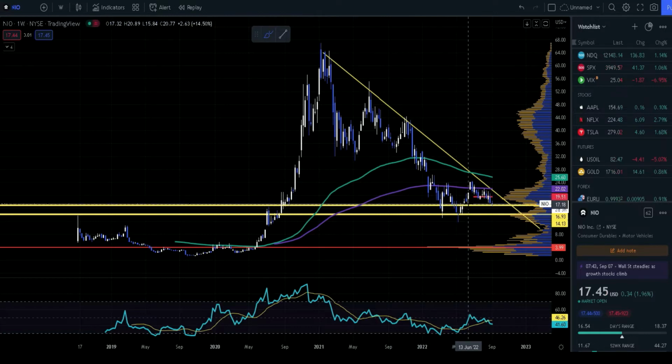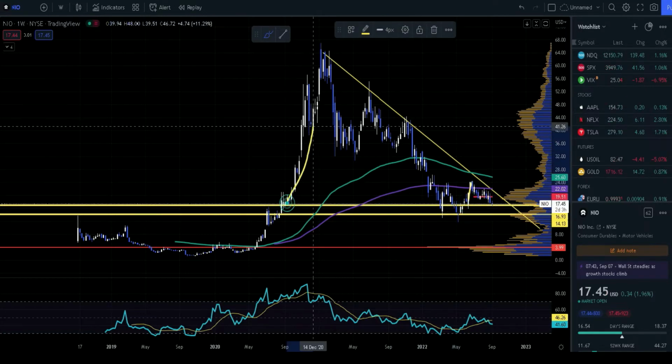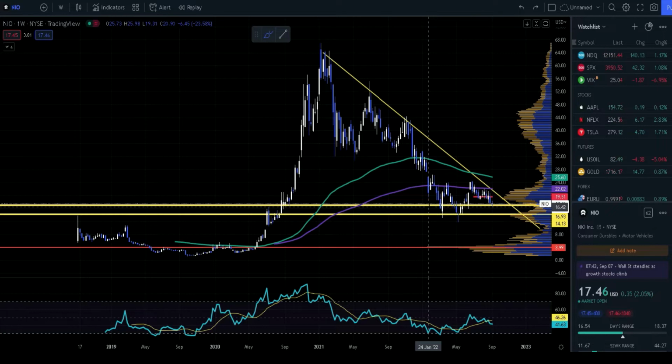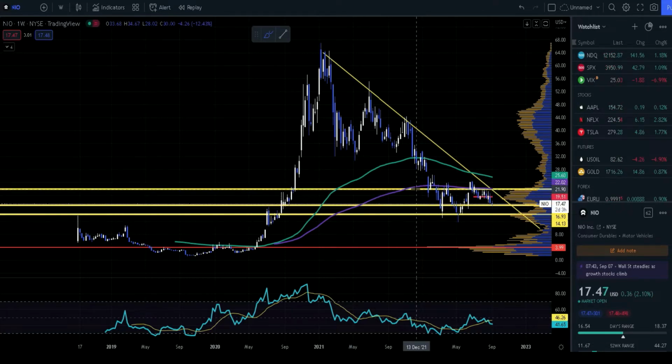Once again, we saw a pump from here, even this place over here. So basically this $14 to $17 range is very important for the NIO stock. Also, this $22 range can act as resistance.